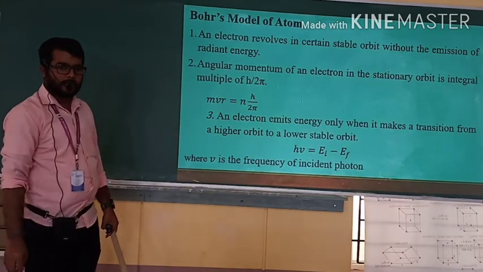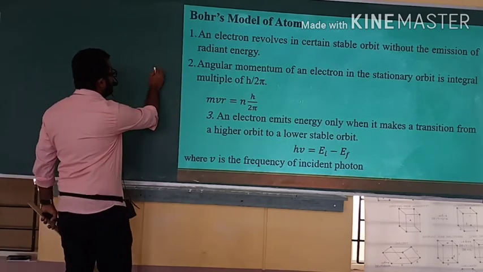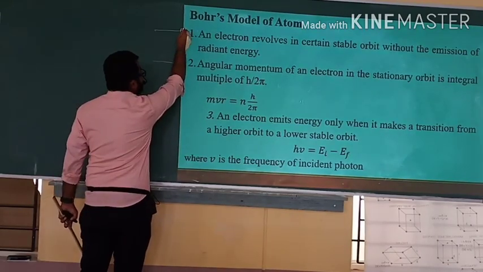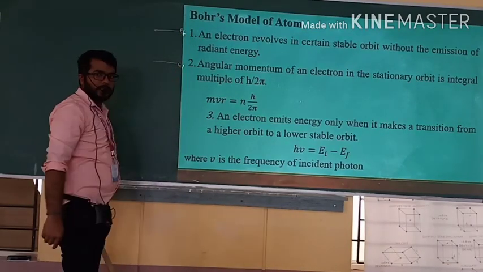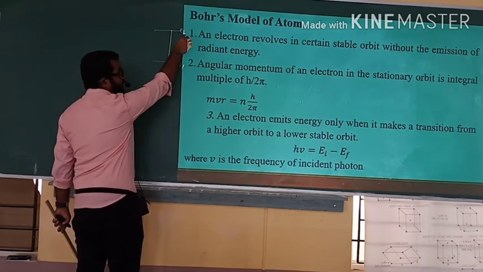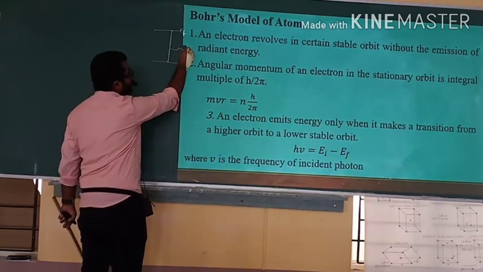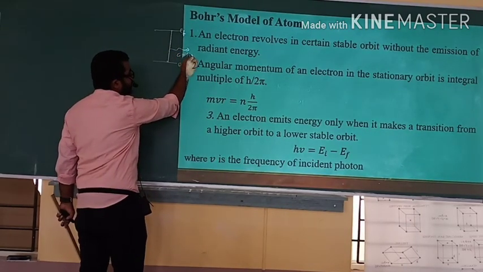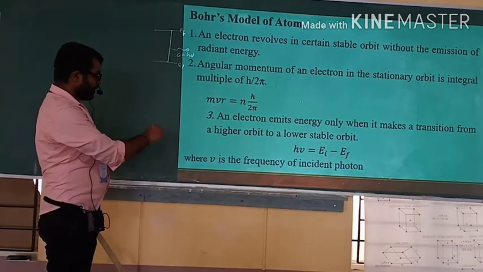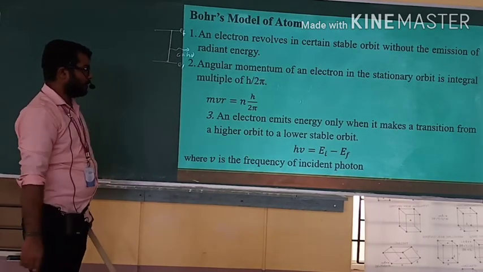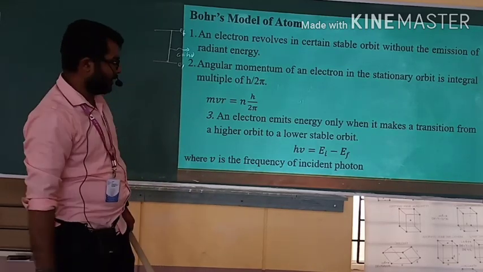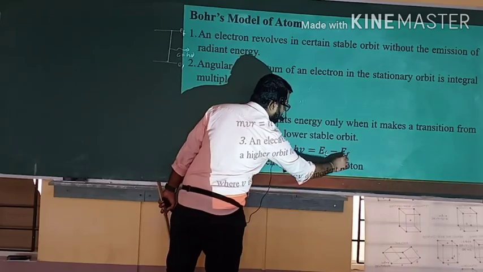The third postulate states that the electron emits energy only when it jumps from a higher stationary orbit to a lower stationary orbit. If this is the final state EF and this is the initial state EI, then the difference is the energy. When the electron jumps from the EI state to the EF state, it will liberate energy. That energy is given by E is equal to h nu, that is, h nu is equal to EI minus EF. So that is how the energy is expressed. In the third postulate, the electron emits energy when it transfers from a higher energy state to a lower energy state.